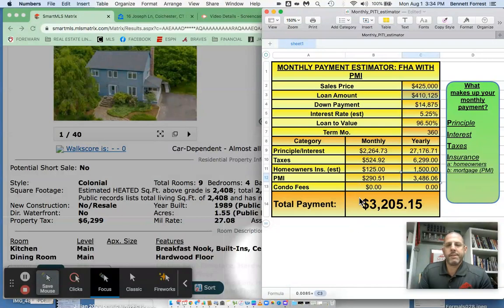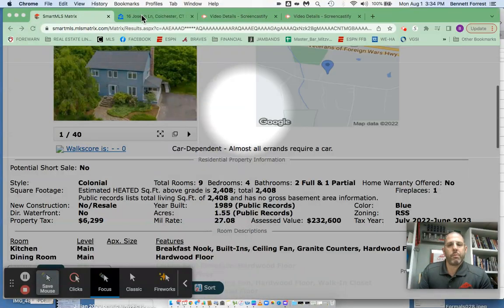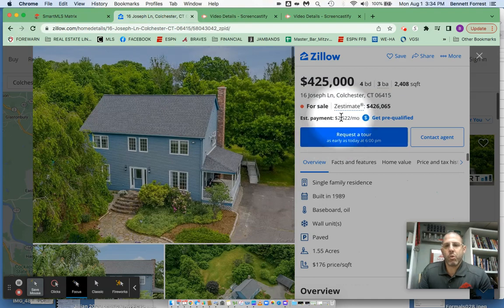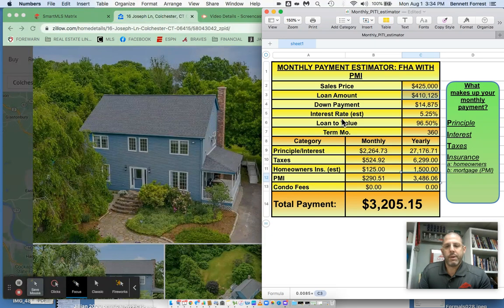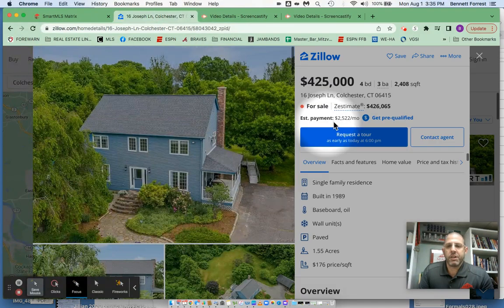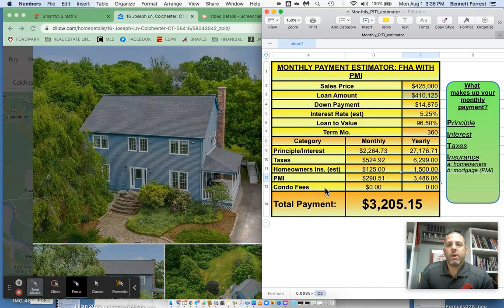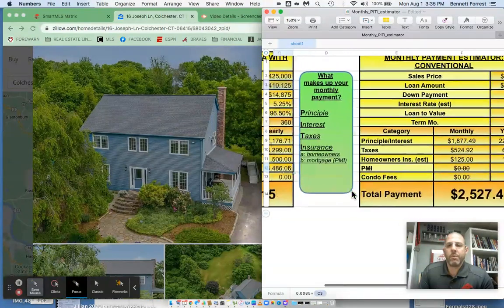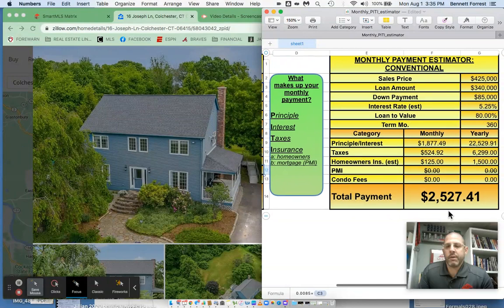So this number is a little different than what we saw before. Before we saw in Zillow 2522, but now we did it and it's 3205. What gives? Well, just like anything, this is a generic scenario, and I have over here a scenario which is a conventional loan, and this is where the payment is spot on.